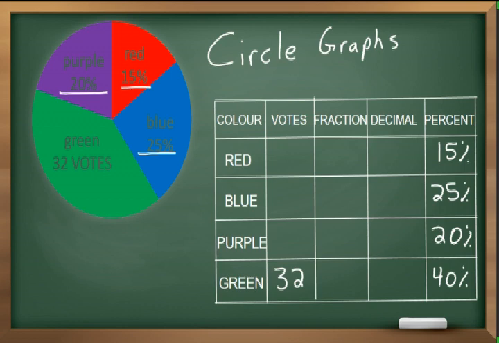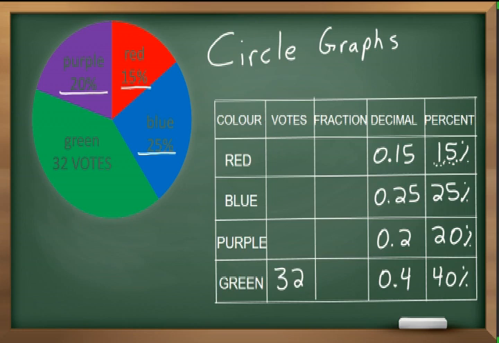And we remember that mathematicians are lazy, so whenever you can, you always start with the easiest piece of information to work out. So we can start with our decimals, because we remember turning a percent into a decimal is just simply dividing it by 100 or moving the decimal 2 places to the left. So we start with 15%, we end up getting 0.15, 25%, 0.25, 20%, 0.2, and 40% is 0.4.